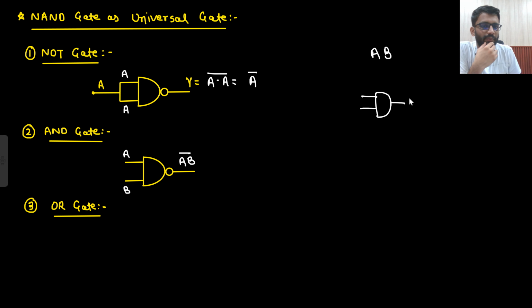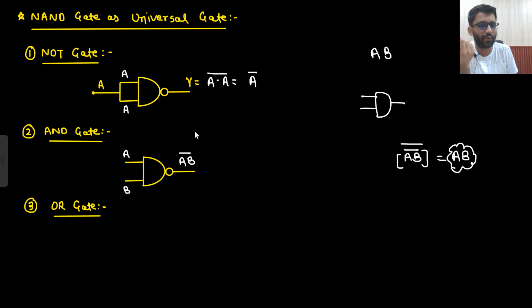Now what do I need to do? I am having AB bar. Now if I take another bar, then what will be my answer? AB. And this is what is required. So for another bar, what do I need to do? I need to use an inverter. But I cannot directly use an inverter. I need to make it using a NAND gate only. So I will use this structure. Are you getting this point?